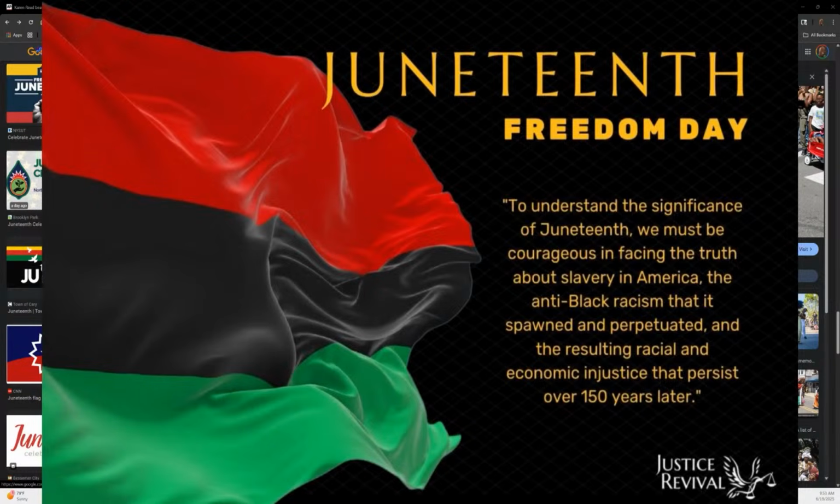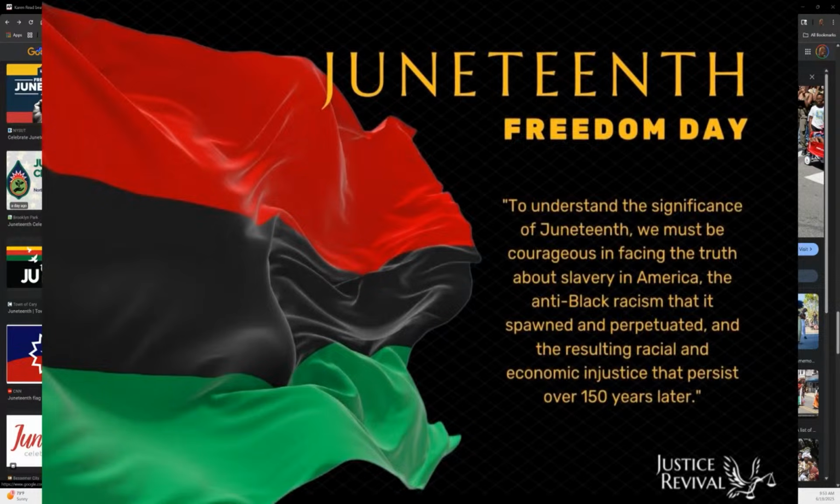Because this flag right here has been plastered across all sorts of government offices. The Pan-African flag, also known as the RBG flag, was created by the Universal Negro Improvement Association under the leadership of none other than Marcus Garvey in 1920. And this flag wasn't made for assimilation. It was made for reclamation, supposedly.